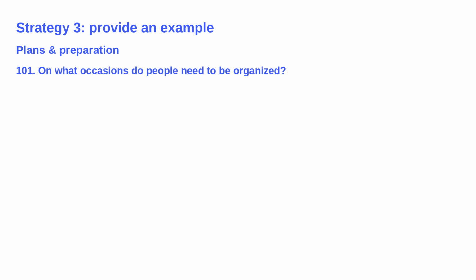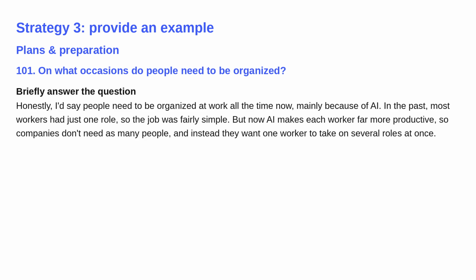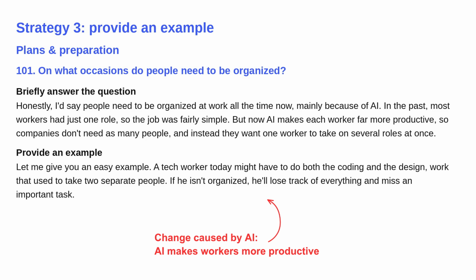On what occasions do people need to be organized? Honestly, I'd say people need to be organized at work all the time now, mainly because of AI. In the past, most workers had just one role, so the job was fairly simple, but now AI makes each worker far more productive. So companies don't need as many people, and instead, they want one worker to take on several roles at once. Let me give you an easy example.